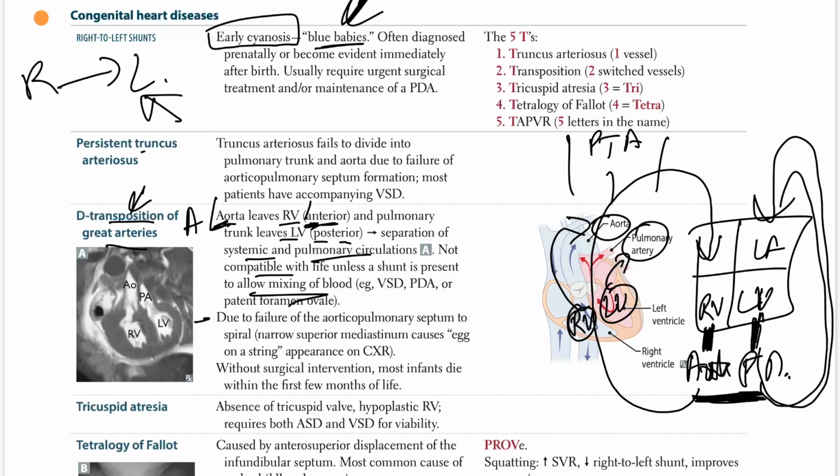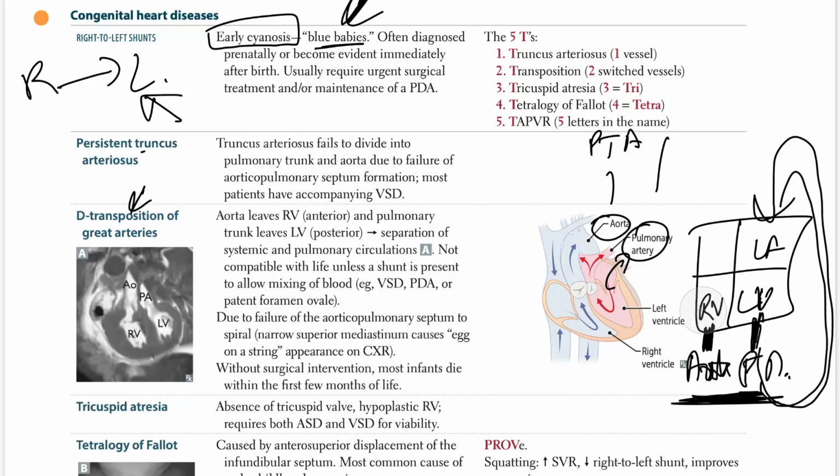So now why did it happen? It is a failure of aorticopulmonary, again the same thing, aorticopulmonary septum to spiral. Okay, narrow superior mediastinum causes egg on a string appearance on chest X-ray. Without surgical intervention, meaning you either make intervention and make a connection, most infants would die within a few months of life. They would die within a few months of life.